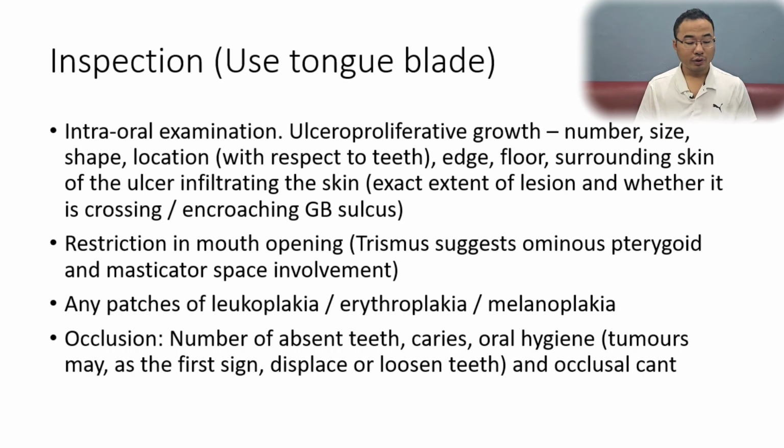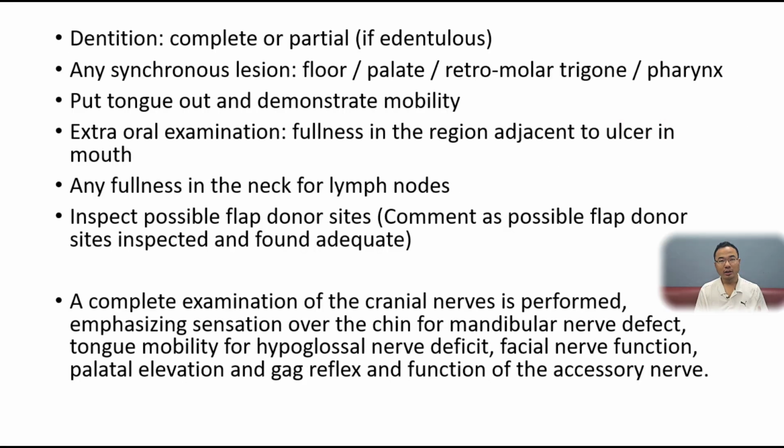We have to look for restriction in mouth opening, because trismus suggests ominous pterygoid and masticator space involvement. We have to look for any patches of leukoplakia, erythroplakia or melanoplakia. And the occlusion, the number of absent teeth, caries, oral hygiene, and occlusal cant, that is whether this thing is horizontal or tilted. Then comment on the dentition, whether it is complete or partial, or if the patient is edentulous.